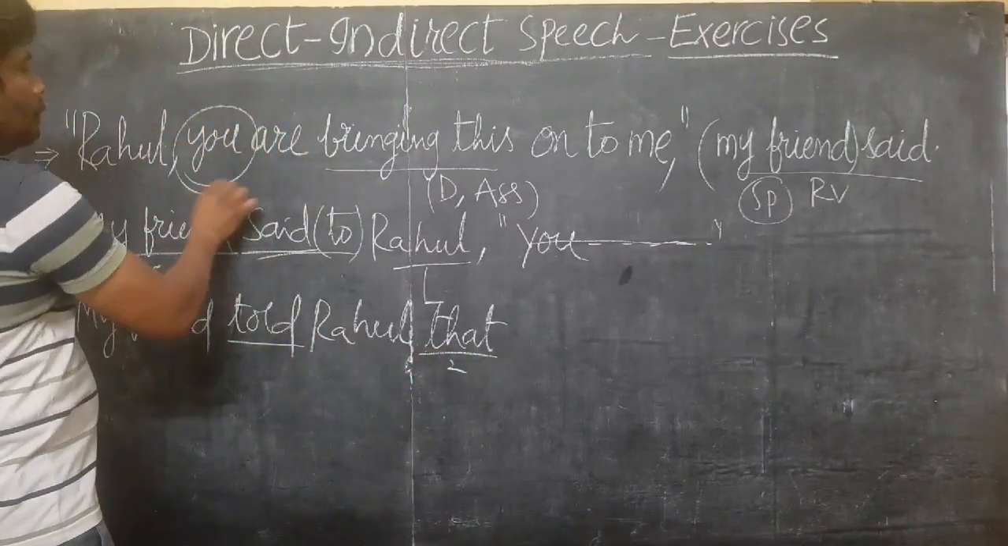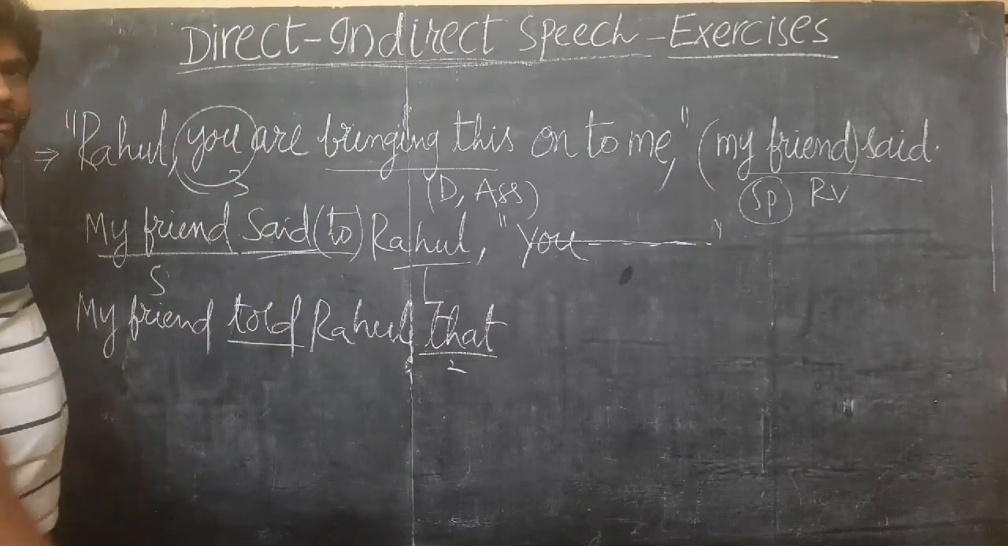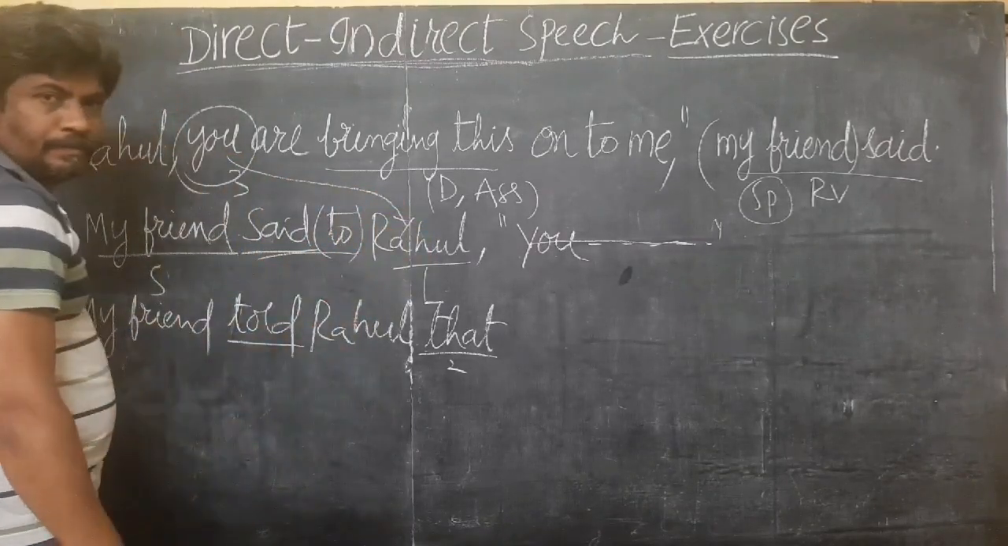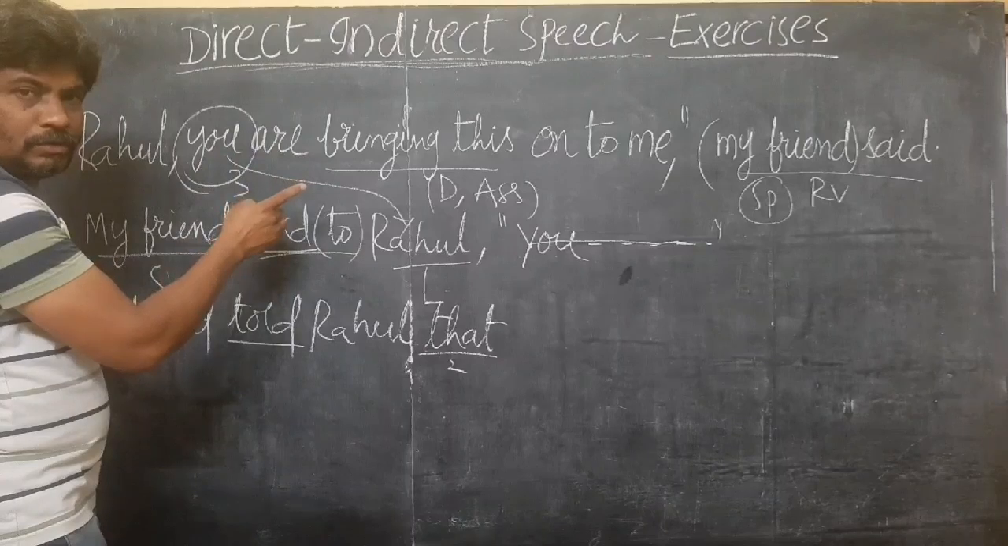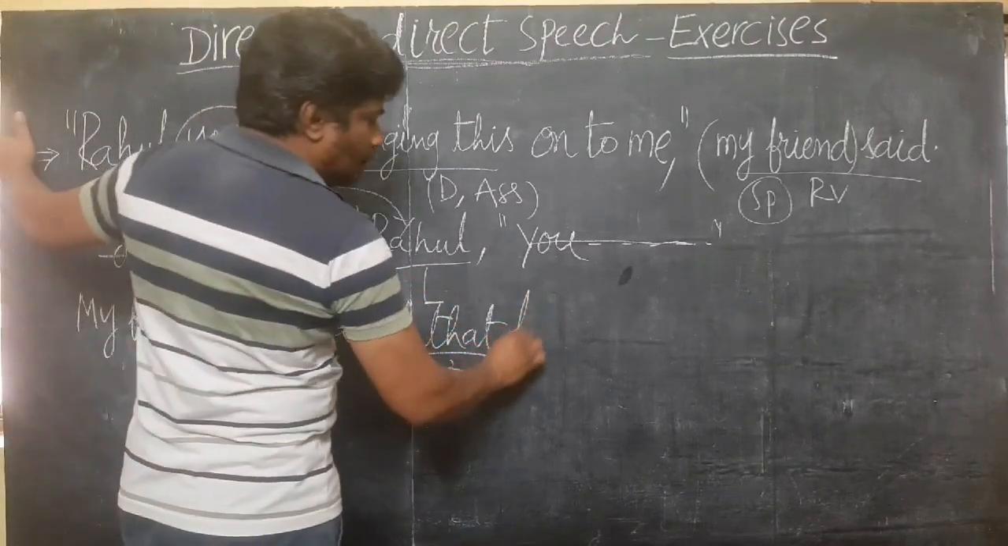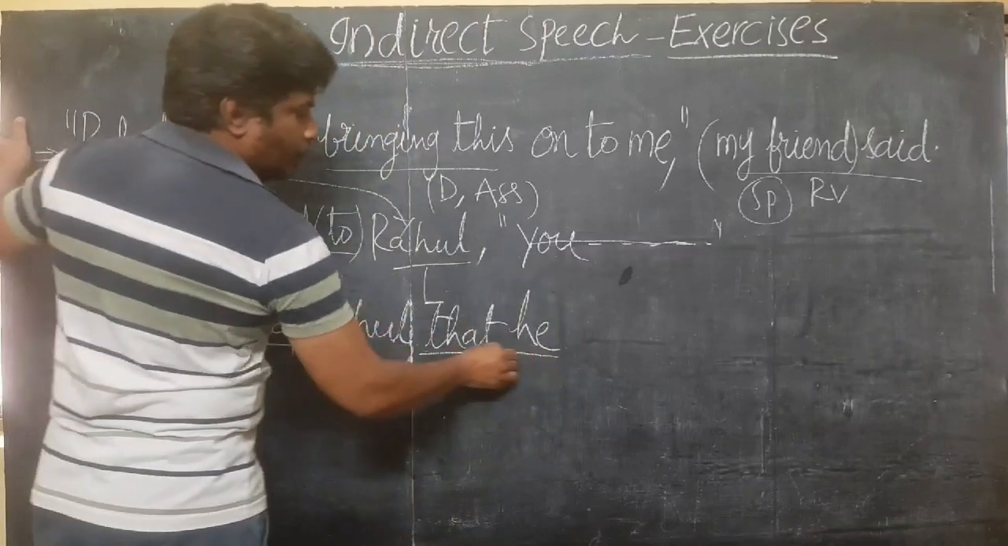Now, pronoun. Third one, you. Who is you here? Rahul is you. My friend is speaking to Rahul. So here you is Rahul. So as it is masculine, you have to write he. So that is the third change.